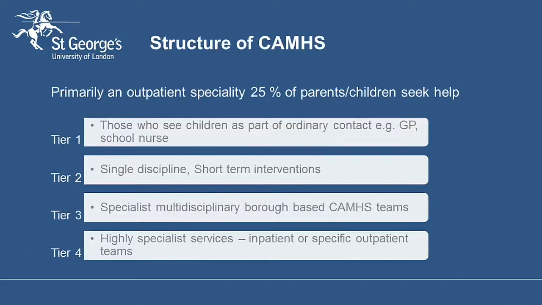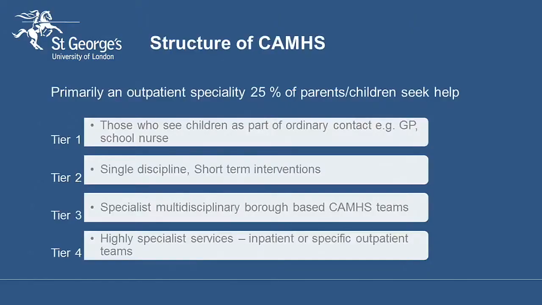CAMH, or Child and Adolescent Mental Health Services, is primarily an outpatient speciality, and only about a quarter of parents or children seek help for emotional or behavioural difficulties. In the UK, it's divided up into a series of tiers. Those who see children as part of their ordinary contact, for example GPs or school nurses, are termed Tier 1. Tier 2 consists of a single discipline, short-term interventions. What you would normally think of as CAMHs are specialist multidisciplinary borough-based CAMHs teams, which we call Tier 3 CAMHs.